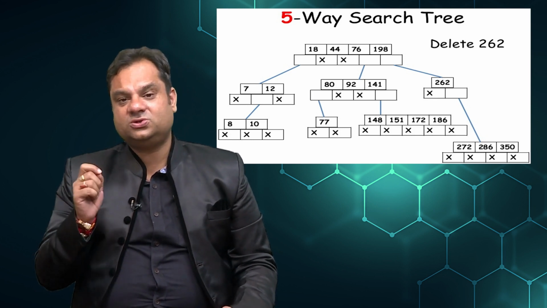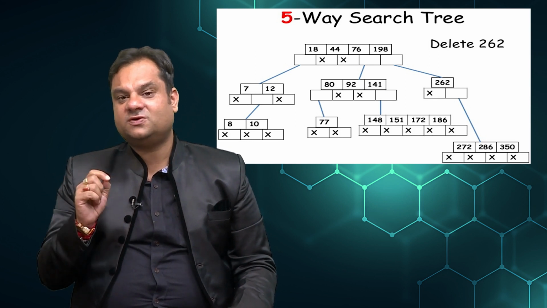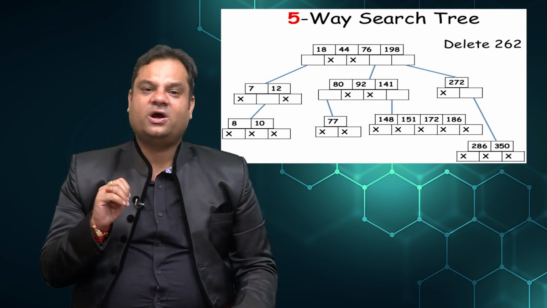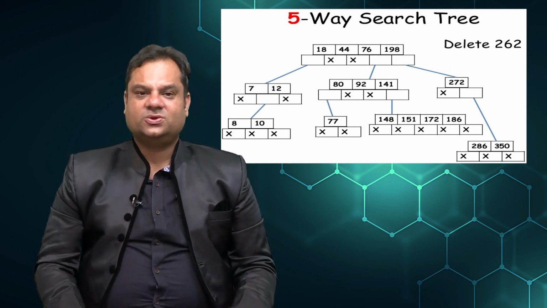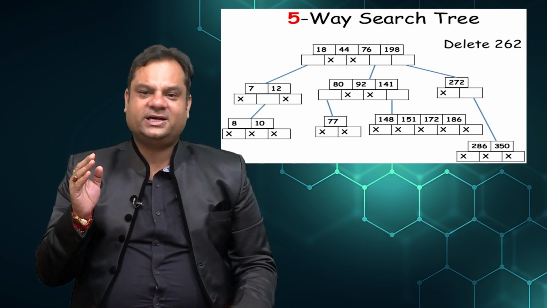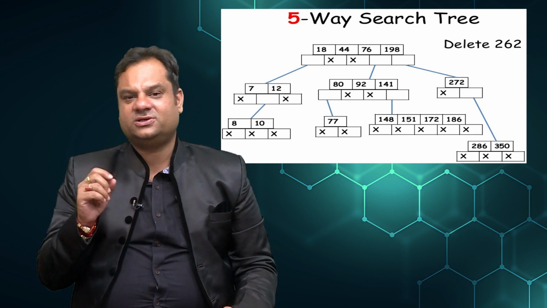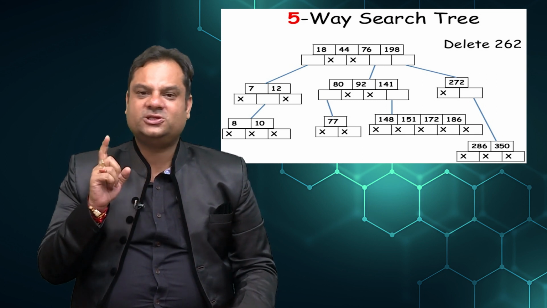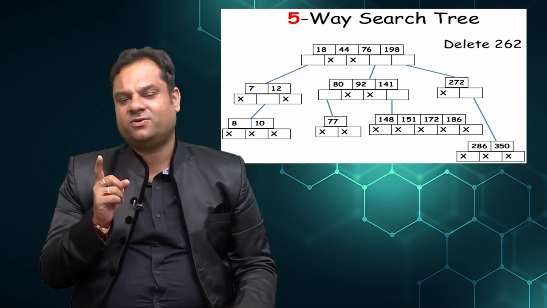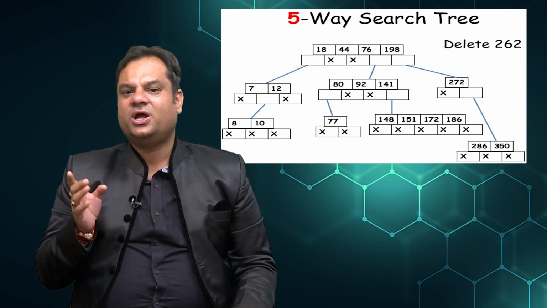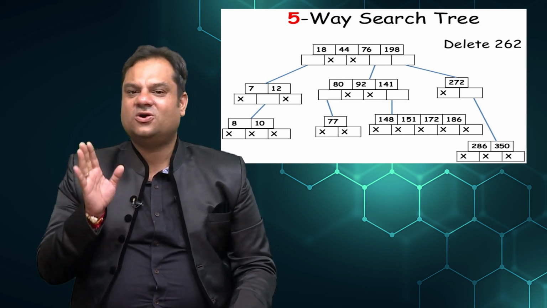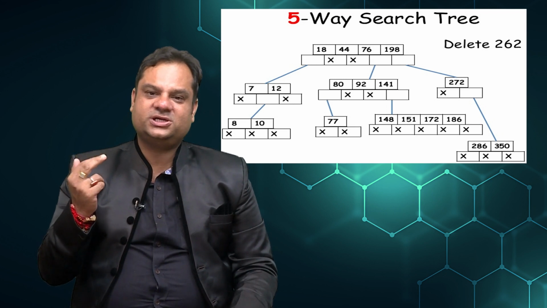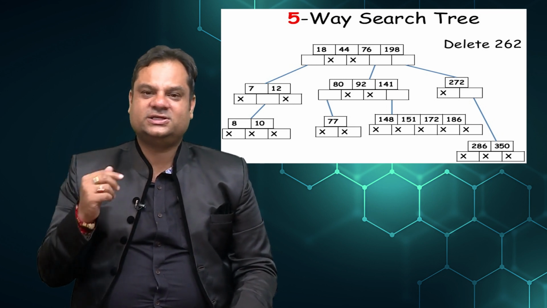Here, amongst 272, 286 and 350, the smallest value is 272. So 272 replaces the 262 item. After replacing, the tree will look like this figure. 262 is replaced by 272 and the rest of the items are as they are, nothing else changes. Only two changes: 262 is moved out of the tree, and its position is replaced by 272, taken from the right successor of 262. 286 and 350 stay as they are, only 272 is moved up a level as the right successor of 198.